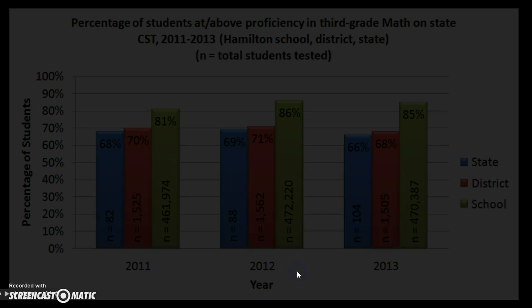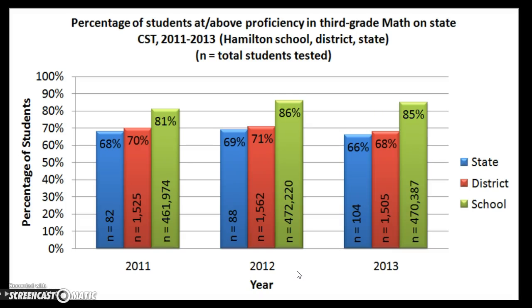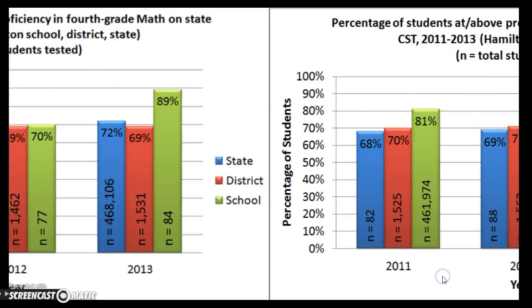Now let's look at mathematics. Our 3rd graders, again, significantly outperformed the district and the state, and their scores were even higher than the English language arts. So we see in 2011, 81% achieved proficiency, 86% achieved proficiency in 2012, and 85% in 2013.